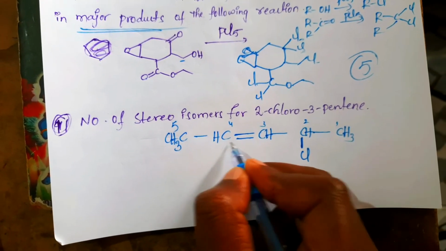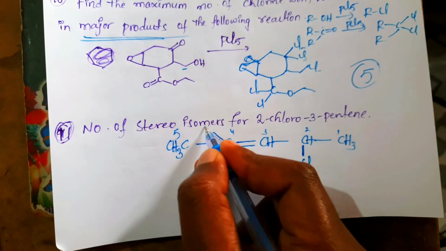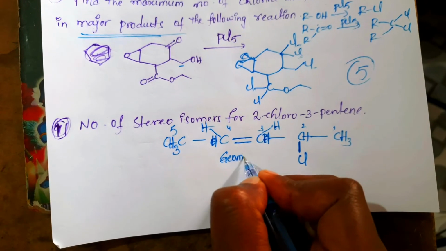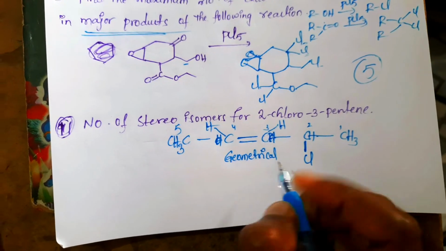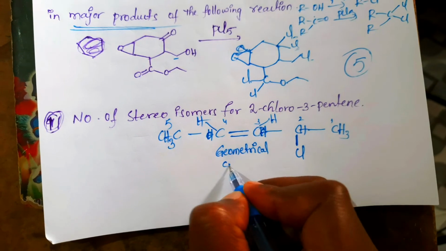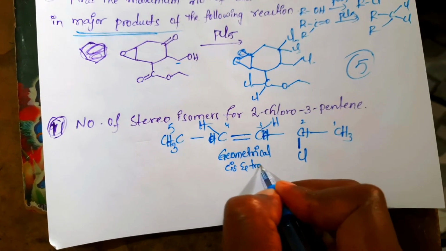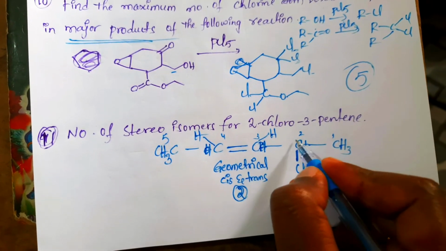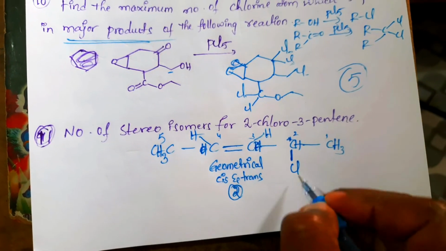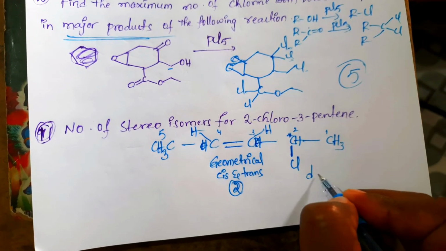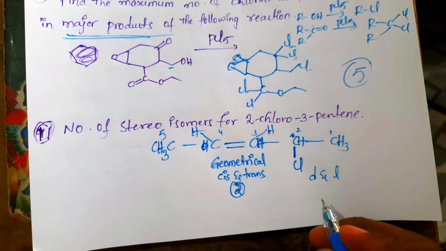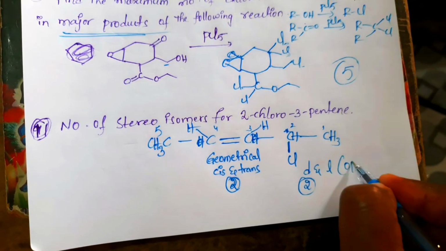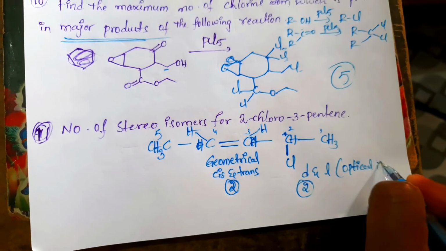Now you see this is a double bonded carbon. There is a possibility of getting geometrical isomers. Is it or not? Geometrical isomers are possible here. How many geometrical isomers? One will be cis and trans. Cis and trans, 2 geometrical isomers are possible here. Now this is a chiral carbon. This carbon is bonded with 4 different atoms. Chiral carbon will form the D isomer and L isomer. It also forms 2 isomers. So these D and L are optical isomers.